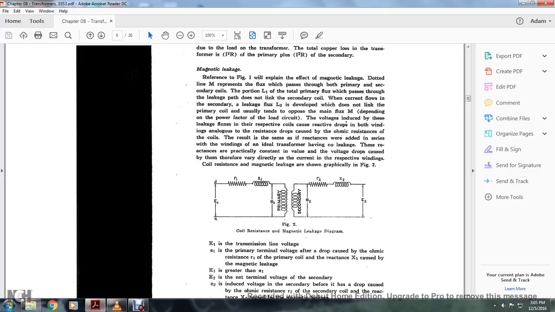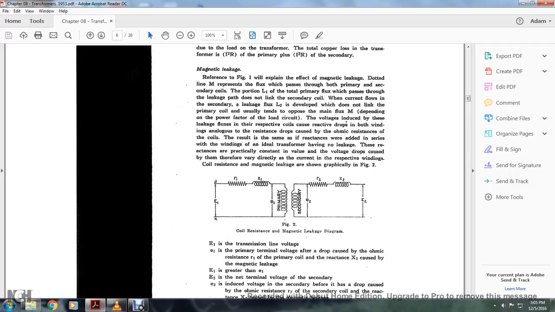Magnetic leakage. Reference to Figure 1 will explain the effect of magnetic leakage. Dotted line M represents the flux which passes through both the primary and secondary coils. The portion of L1, the total primary flux, which passes through the leakage path does not link the secondary coil. When current flows in the secondary, a leakage flux L2 is developed, which does not link the primary coil. It usually tends to oppose the main flux M, depending on the power factor of the load circuit. The voltages induced by these leakage fluxes respectively cause reactive drops in both windings, analogous to resistance drops caused by the resistance of the coils.